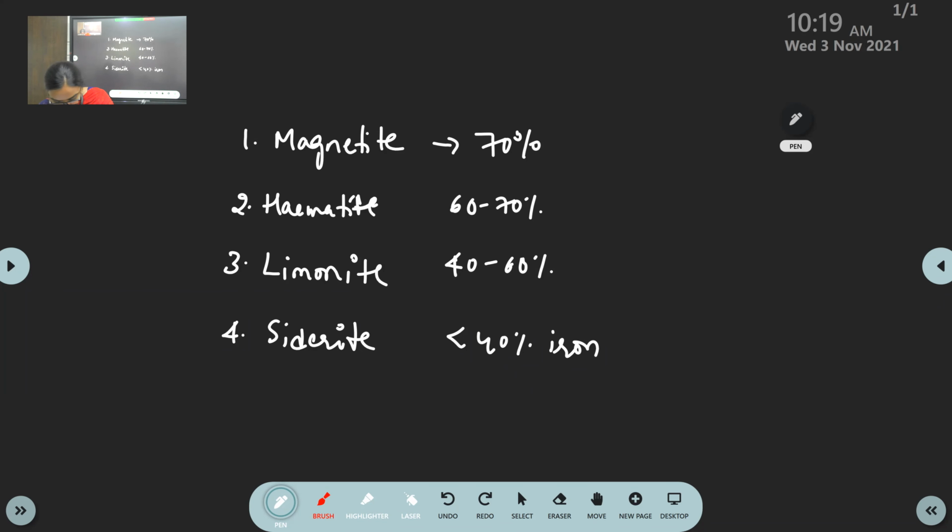Next, bauxite. Bauxite is the ore of which metal? Aluminium. Bauxite is the ore of aluminium. Where do we find this aluminium?